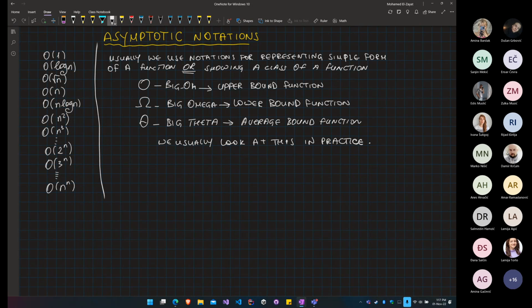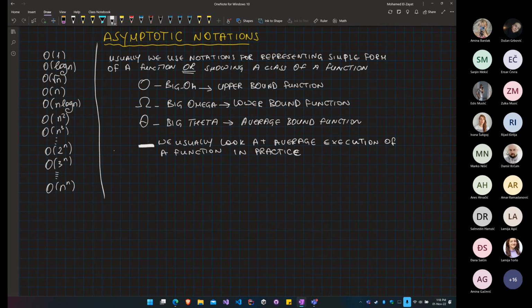Usually we look at average execution of a function in practice. Because you always say, statistically speaking, will it always be running in the worst case scenario, right? So we usually say we are trying to look at the average execution time of a function.